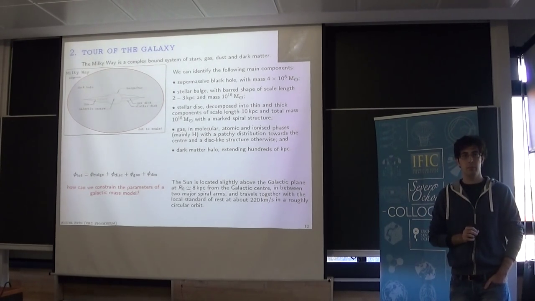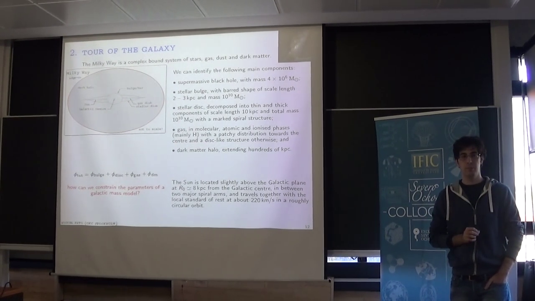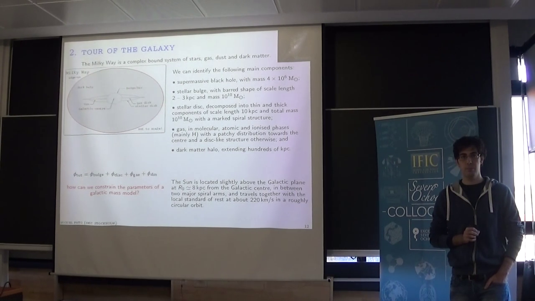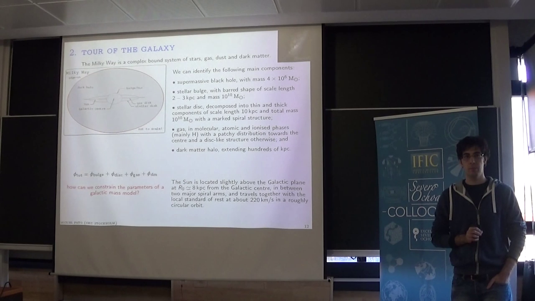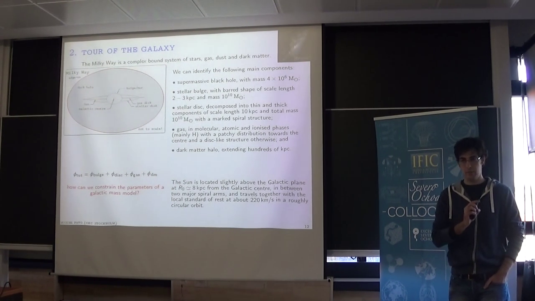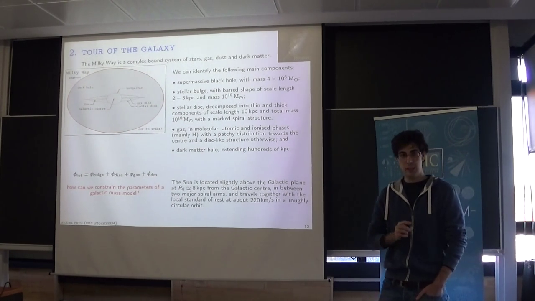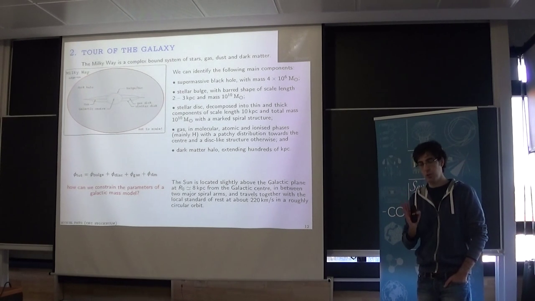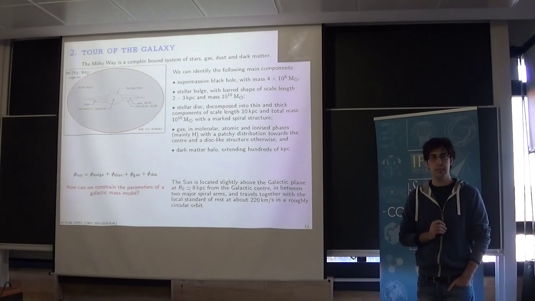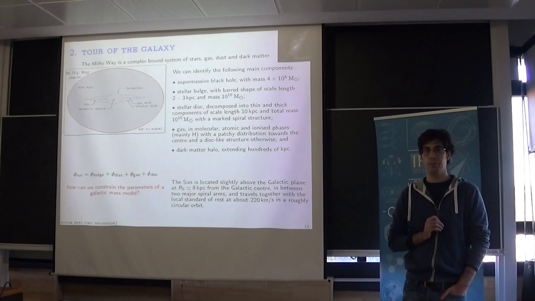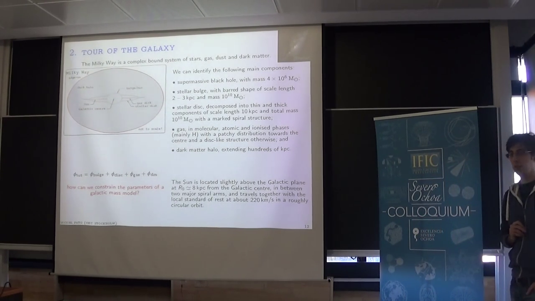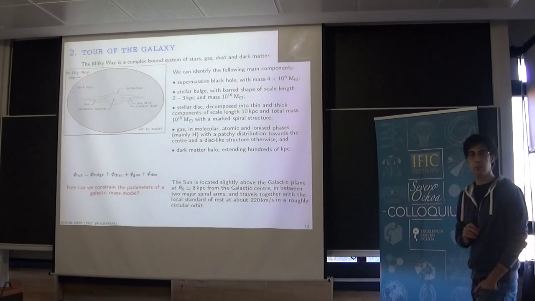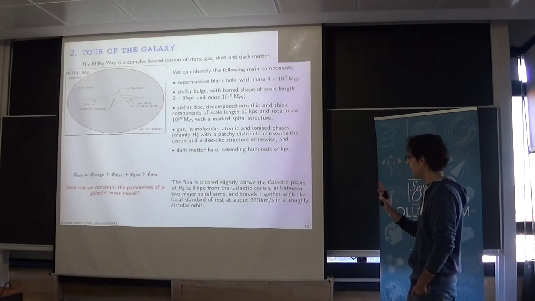Just a question on the velocity of the Sun. Is the velocity of the Sun around the center of the galaxy compatible with the absence of dark matter, or already you need a huge amount of dark matter to explain this velocity? I'll go quantitatively on that question in a few slides, but at the position of the Sun, we need some dark matter. I'll quantify in 15 slides or so.